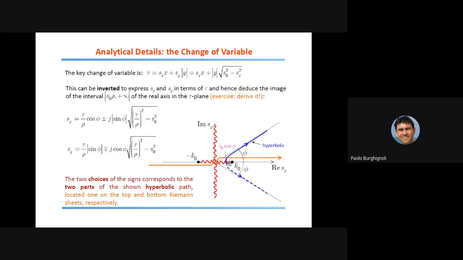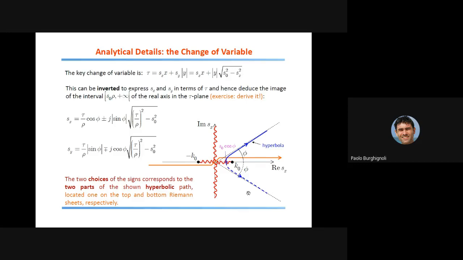And this instead is in the bottom Riemann sheet. This is the reason why I have represented it with a dashed line, since we have crossed this branch cut at this purple point, okay? So if you let the time parameter tau go from S0 rho to plus infinity, if you choose the upper signs here, then you will run onto the upper part of the hyperbola. If you choose the lower signs, you will be on the bottom Riemann sheet, and you will run in the dashed bottom part of the hyperbola.